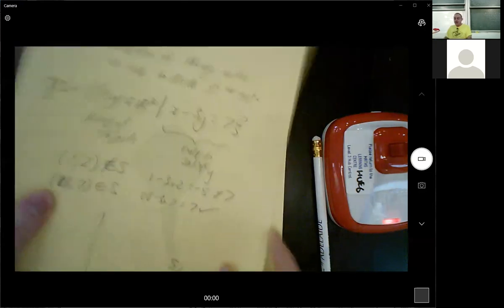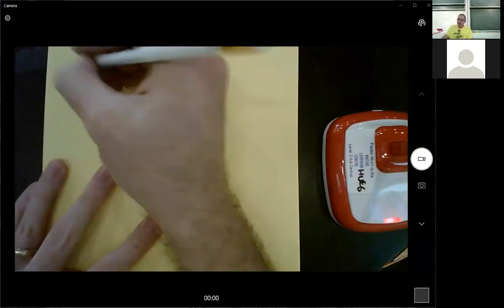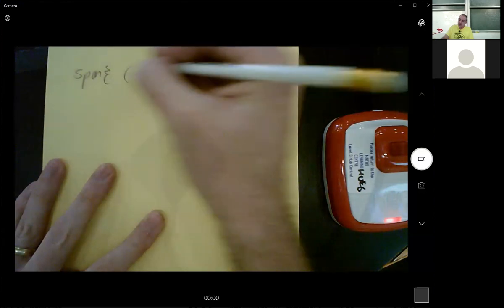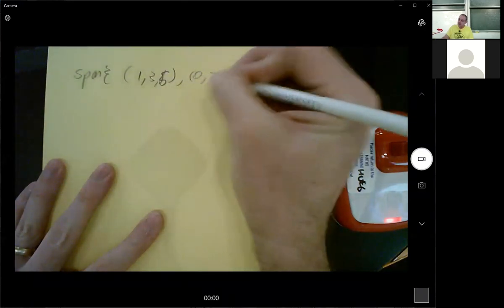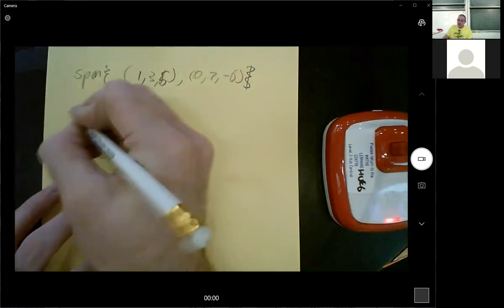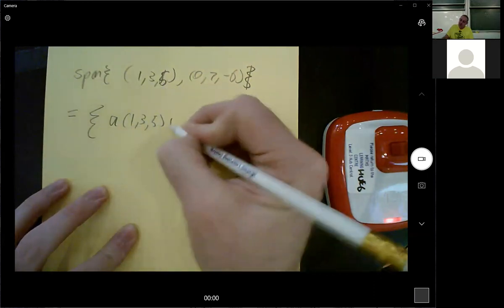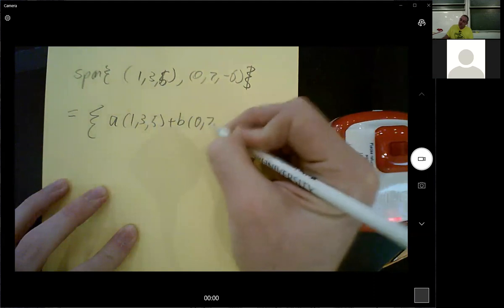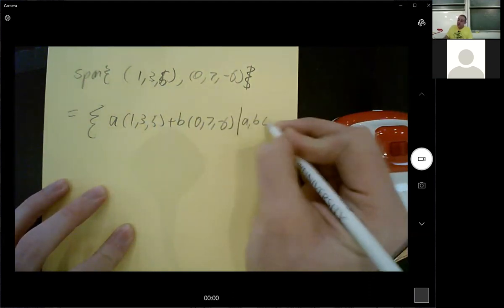Way back at the beginning, I said that there were these 2 kinds of set. A span is the second kind of set. Because when I say the span of (1, 3, 5) and (0, 7, minus 6), that's short for saying the set of all the linear combinations of these things. So this is what a linear combination looks like, and I have to have all the possible numbers.